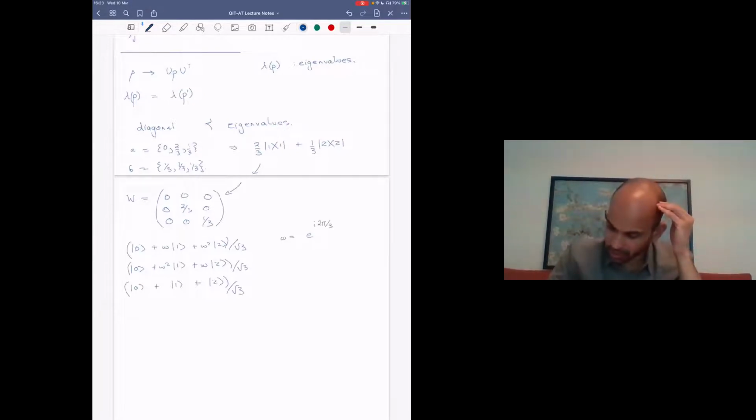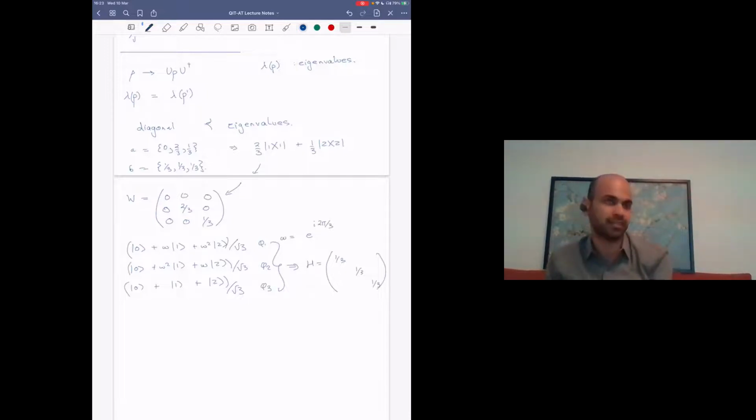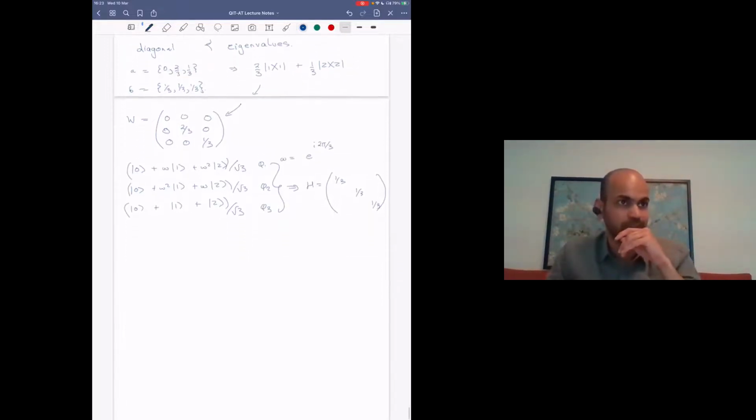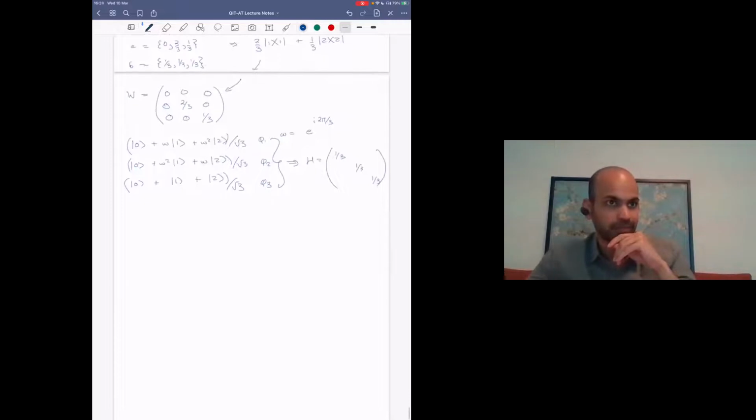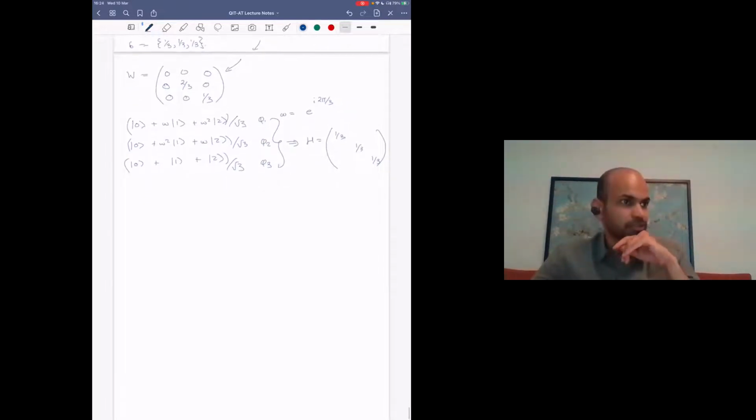Then it's very easy to show that in this basis, if I call these phi 1, phi 2, and phi 3, you will end up getting a density matrix H where the diagonal elements are 1/3, 1/3, 1/3. I can leave this for you to check. In fact, you will do something similar to this in the tutorial. Okay, any questions so far? This is a very important theorem to understand.